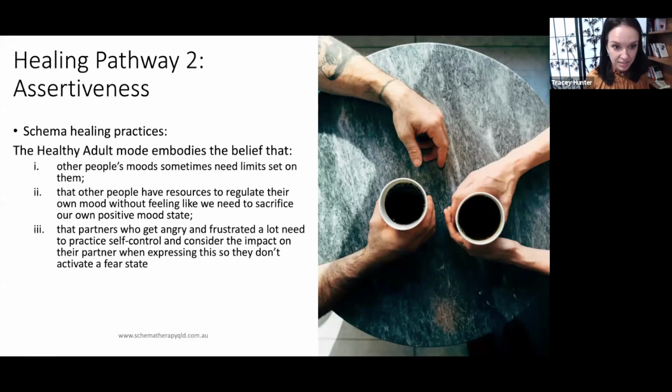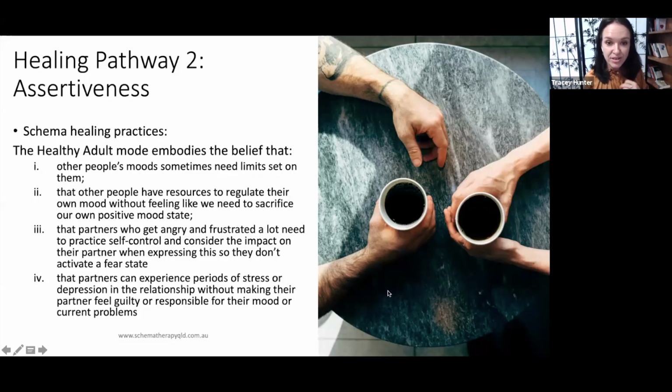What else is healing? Embodying the belief that partners who get angry and frustrated a lot need to practice self-control and consider the impact on their partner when expressing this, so they don't activate a fear state. So it's the responsibility of the person with the reactive mood to practice more self-control.